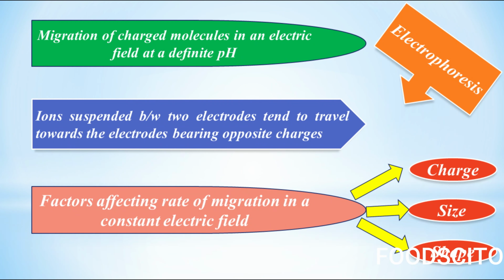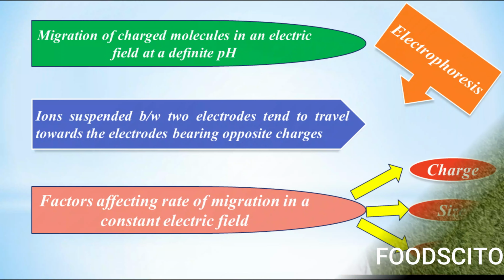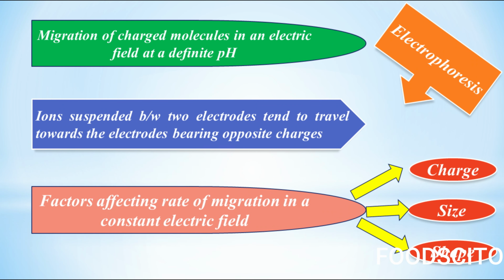Now, what will happen when you apply an electric field? Ions suspended between the electrodes will tend to travel towards the electrodes bearing opposite charges. That is, negative ions will move towards the positive electrode and positive ions will move towards the negative one. There are certain factors which affect the rate of migration of protein at a constant electric field. What are they? Charge of the molecule, size of the molecule, and to some extent shape of the molecule.